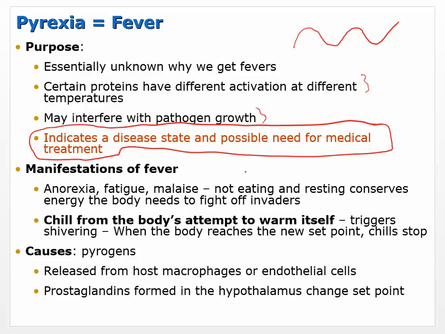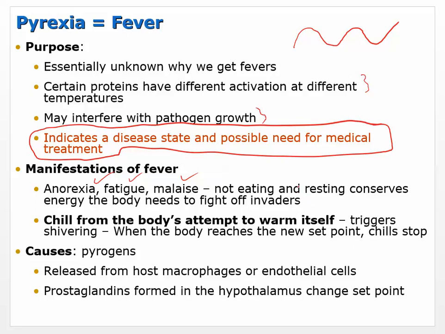So manifestations: anorexia, so loss of appetite; fatigue, tiredness, malaise; not eating and resting conserves energy the body needs to fight off invaders. So we can kind of say, okay, well, if you don't eat, then you're conserving energy. So that's one thought.